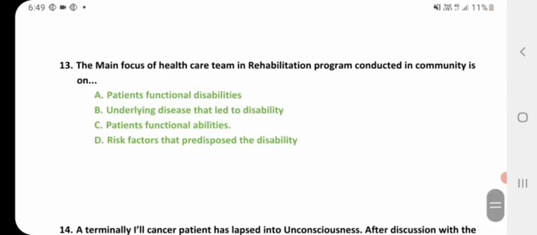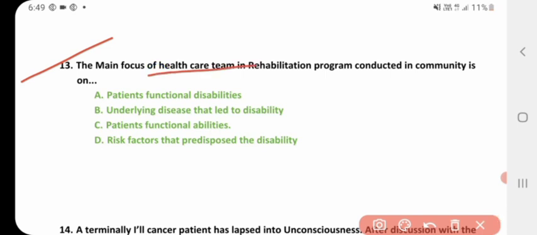Next, 13th: the main focus of the healthcare team in a rehabilitation program conducted in community is on patient functional disabilities, underlying disease that led to disability, patient functional abilities, or risk factors that predisposed to the disability. So the right answer is patient functional abilities. Option C.